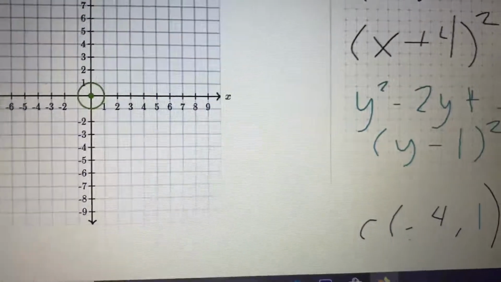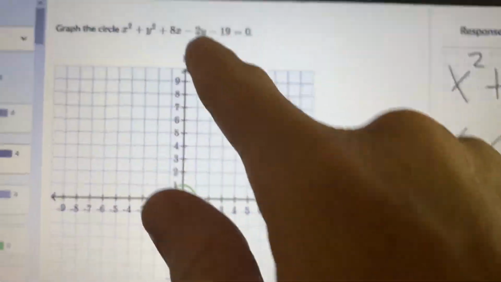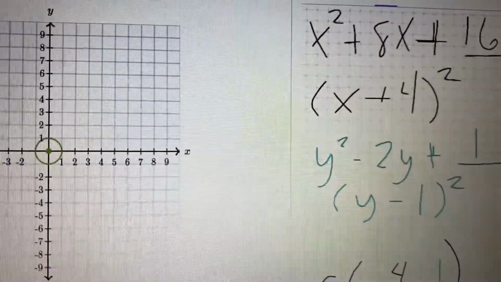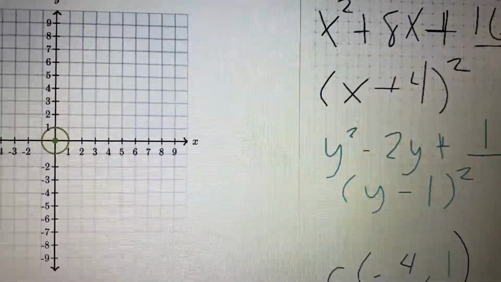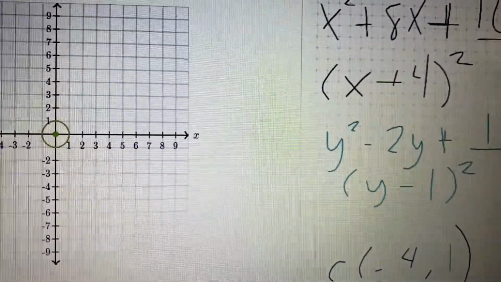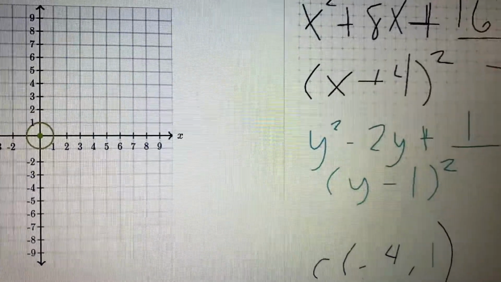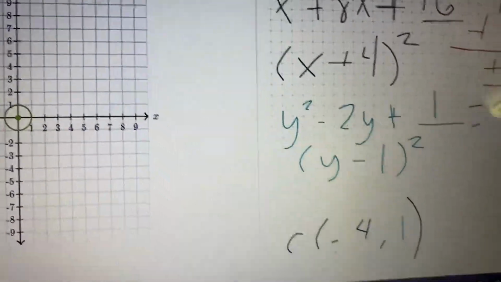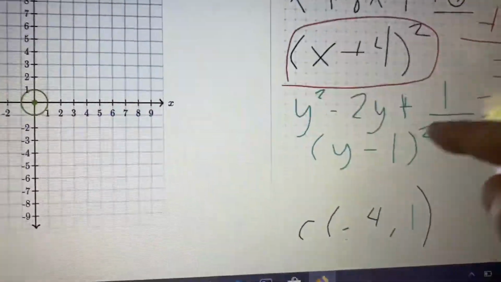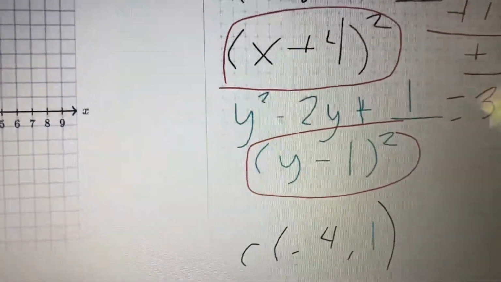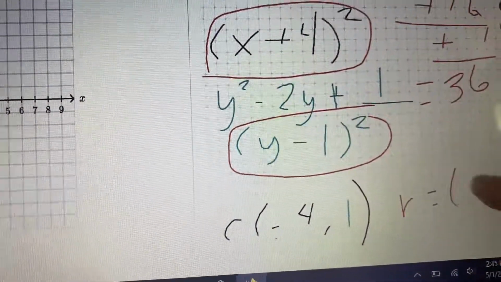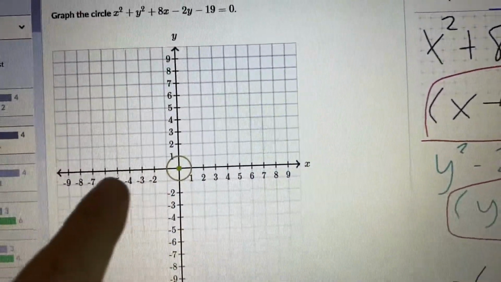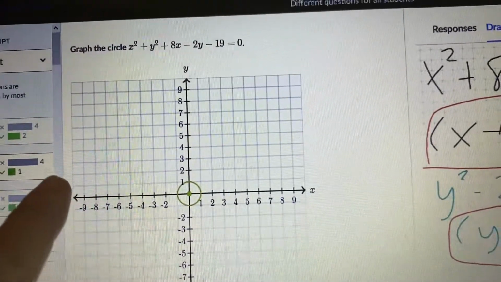Now I've got to work on my radius a little bit. Notice in the problem it had a -19. So when I move it to the other side, I would basically have 19. Then I added 16. And then I added 1 more. So that adds up to 36. And if this whole equation, this piece plus this piece, equals 36, then my radius would be the square root of that, which is 6. So I would slide my center to -4, 1, and then I would count out 6 for my radius.